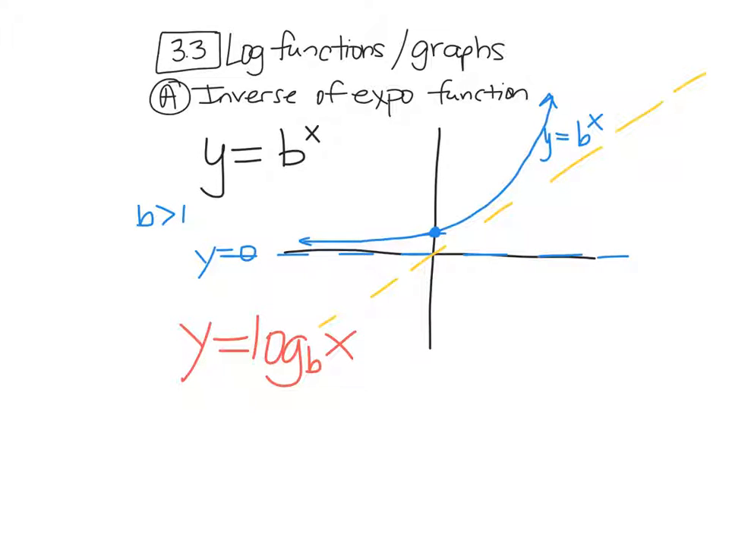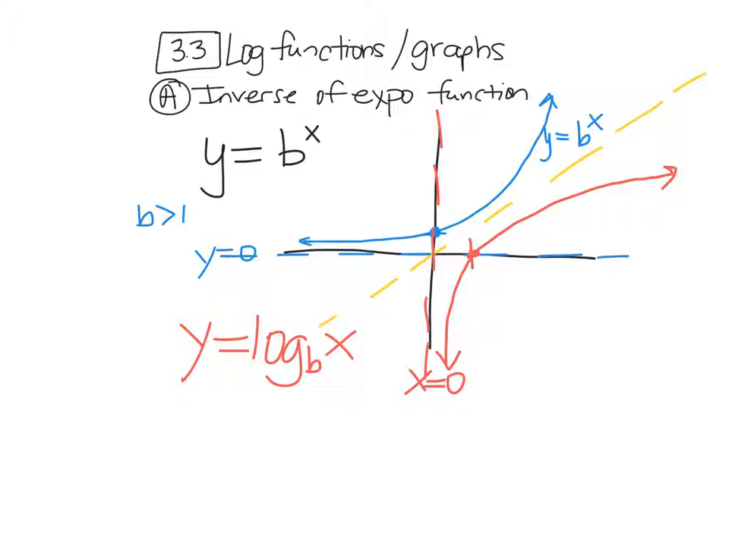The x and the y switch. So see this point right here that's at 0, 1 becomes what? 1, 0. Good job. So it's right here. See this asymptote that is y equals 0? The asymptote is now x equals 0. Everything switches. And then there's a basic log graph right there.